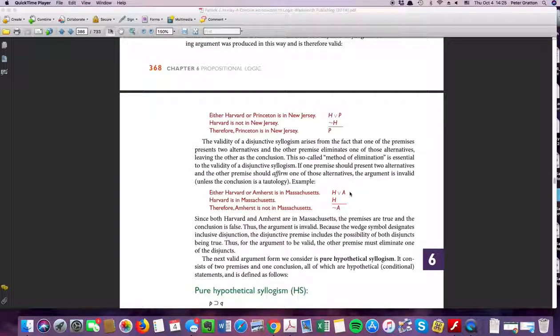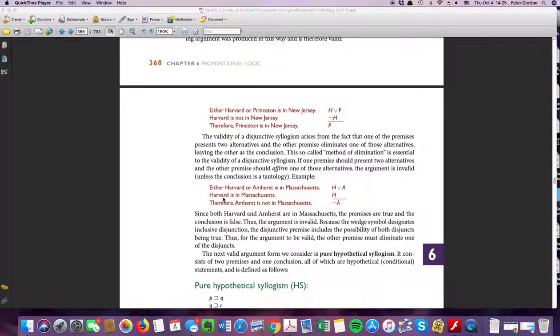And yet somehow, so it's not that it's, let's see what this says. The validity of a disjunctive syllogism arises from the fact that one of the premises presents two alternatives and the other premise eliminates one of those alternatives, this one, leaving the other as the conclusion. This so-called method of elimination is essential to the validity of a disjunctive syllogism. If one premise should present two alternatives and the other premise should affirm one of those, the argument is invalid, unless the conclusion is a tautology.